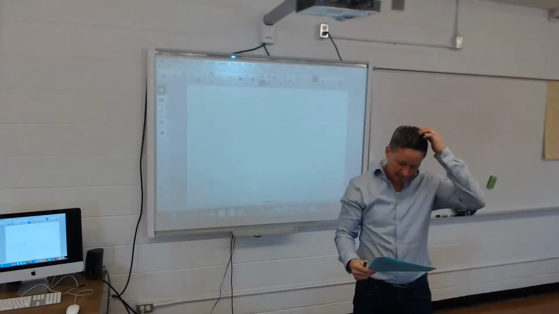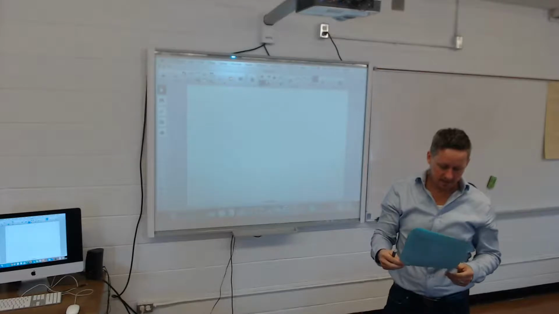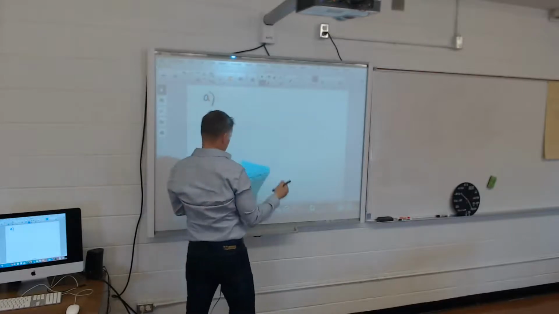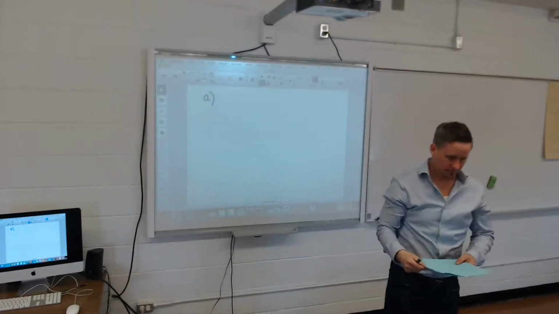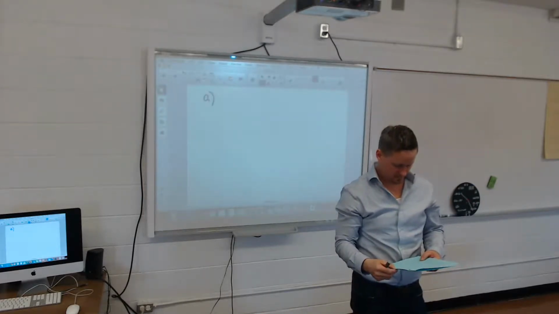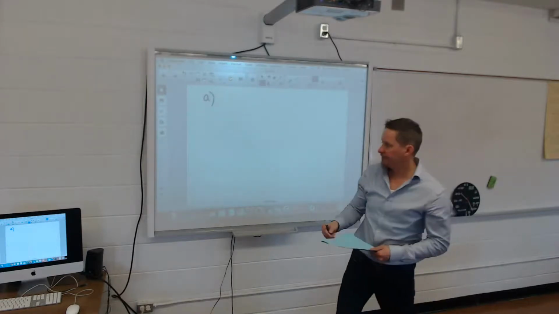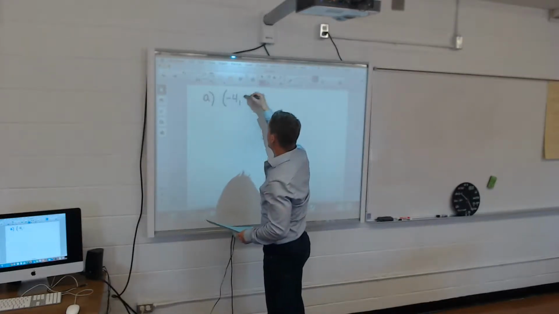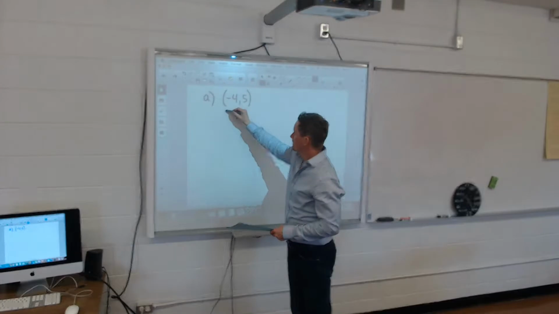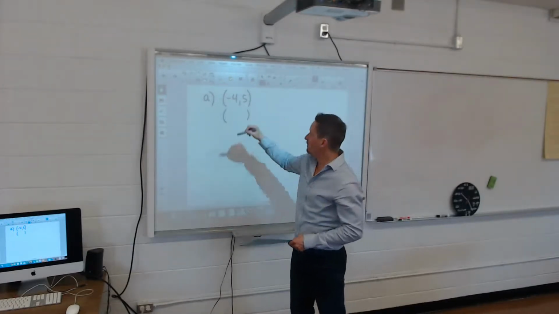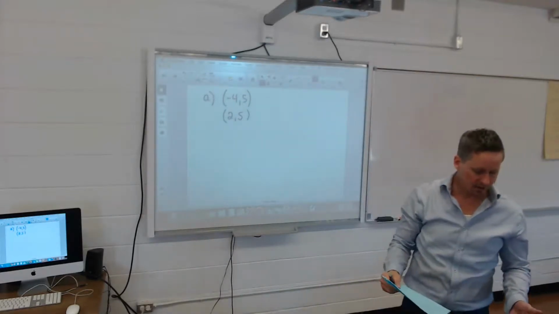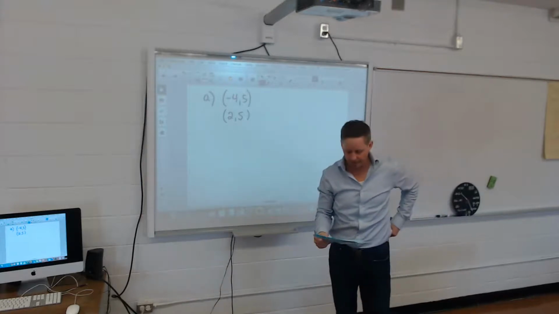So it says use the graph in answers A to D. Identify the coordinates. So C. What is coordinate C? -4, 5. -4 and 5. Perfect. Good job. And what is D? 2, 5. Well done. So far so good. It's always X first, Y second, right? So it's X, Y. Awesome.